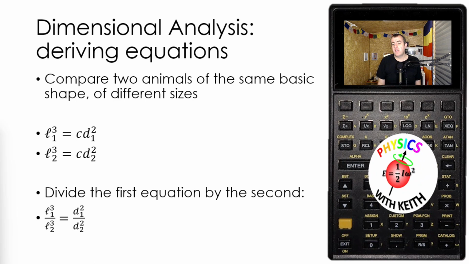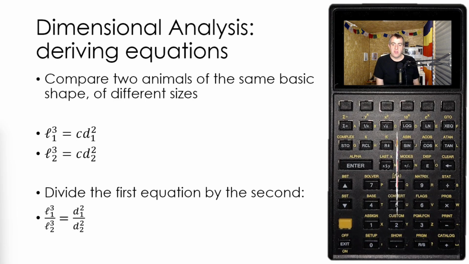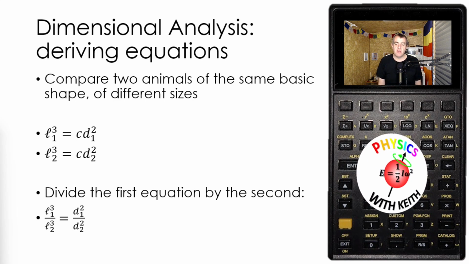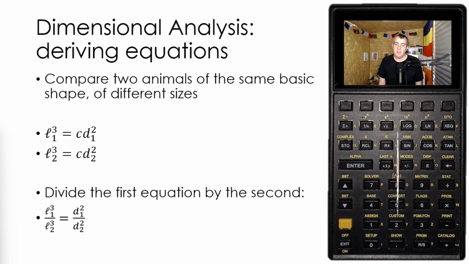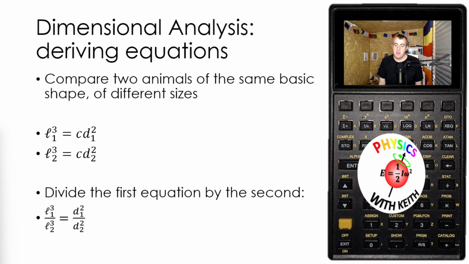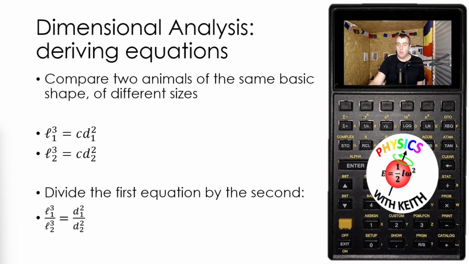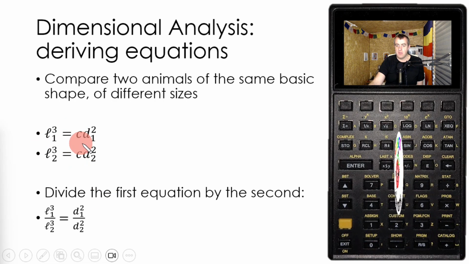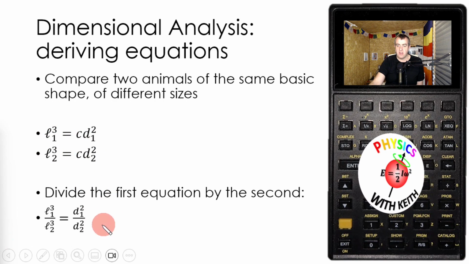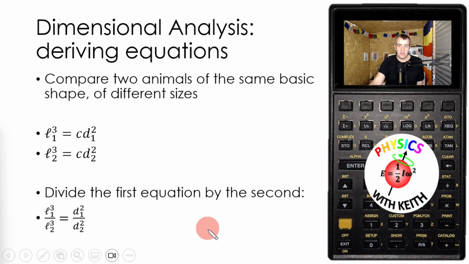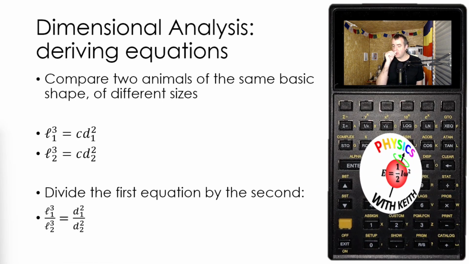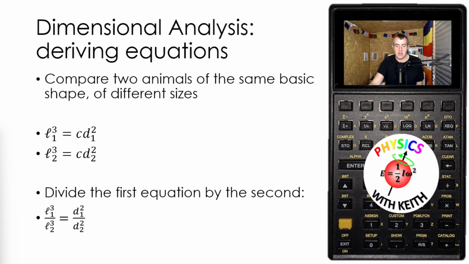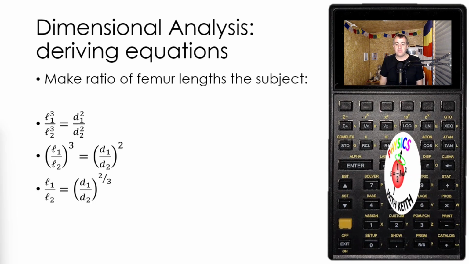And we can do some comparisons. You know, we could say we've got two animals with the same basic shape and the same strengths of their bones, and the same basic shape means that C is the same. Then we've got animal 1 here and animal 2 here. And if we divide one equation into the other, you get this. And the constants cancel out. That's convenient. And that's dimensionally consistent because either side of the equal sign has no dimensions.